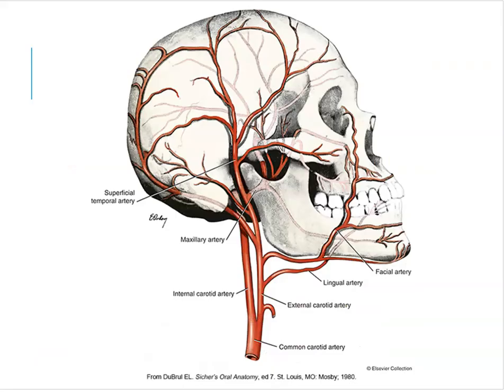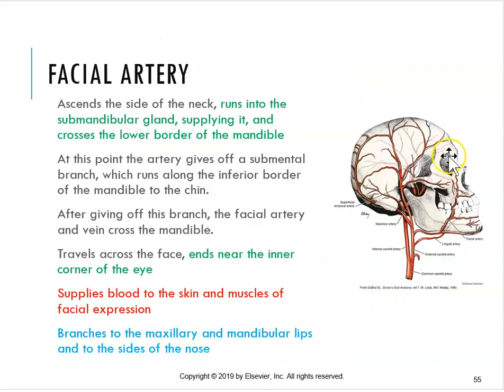When you look at the facial artery, okay, so again, we have the common carotid artery. Here's the internal carotid artery. Here's the external carotid artery. We looked at the lingual, which feeds the very bottom, the tongue. Then we're going to now look at the facial, and the facial starts right here. And look at the facial. It's basically covering almost the entire face. So it's supplying almost the entire face up until the very edge of the eye. So the facial artery ends at the inner corner of the eye, and what it does is it supplies blood to all the skin and muscles of facial expression.